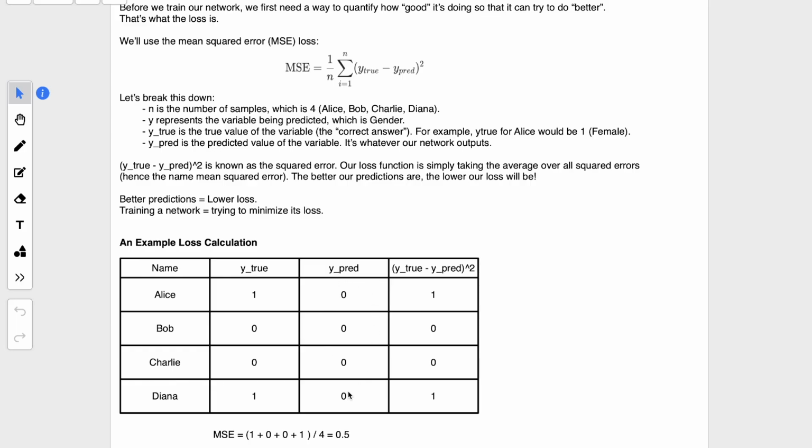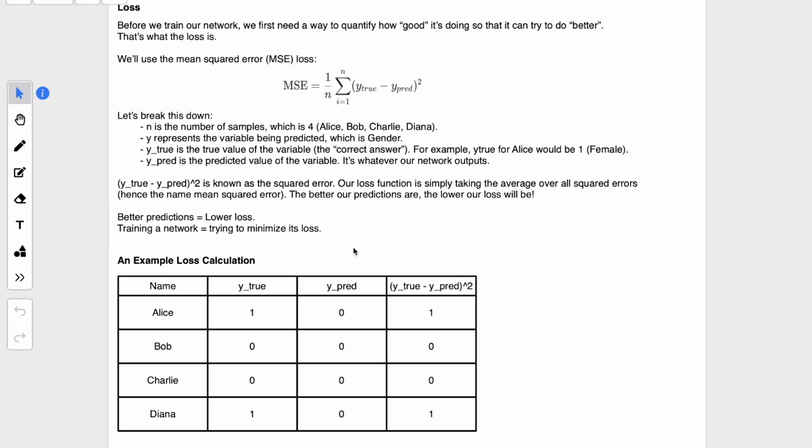All of them are 0. So only half of them are true, right? Half of them are false. So our neural network is not doing so good, it's only half true. So how do we find out how our neural network is doing, what is the loss? That means how much it is predicting correctly.